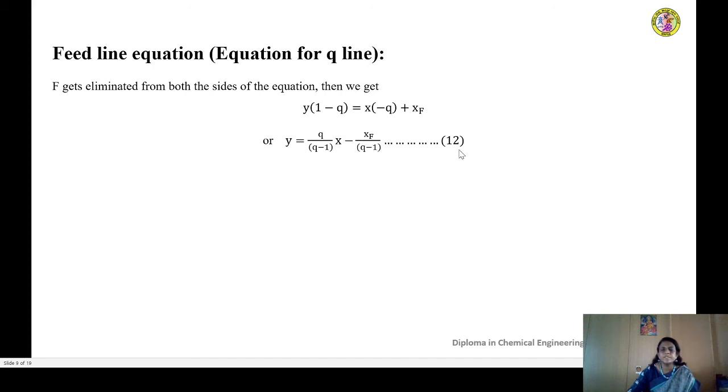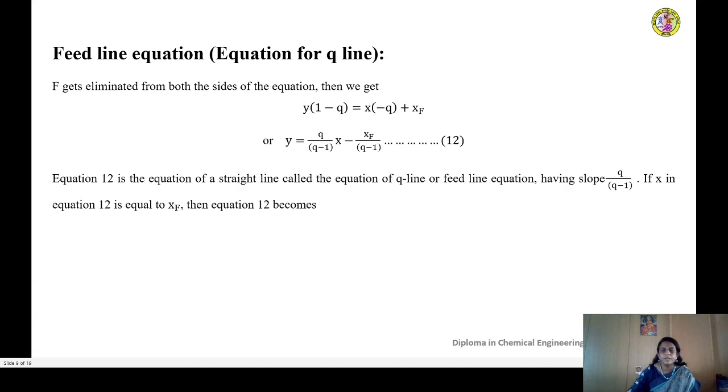Keep this as equation number 12, which is called the equation of operating line for feed, or the feed condition. This is the final form of your feed line equation, also called the Q line equation. This is the equation of a straight line on an xy diagram, and the straight line will have a slope of Q by Q minus 1 and an intercept of minus XF by Q minus 1.